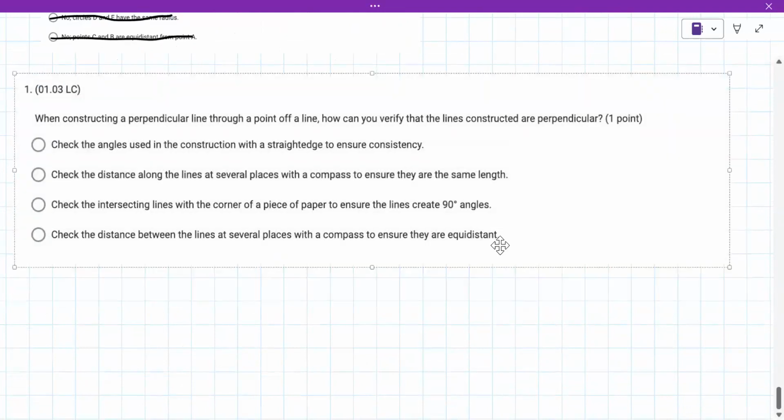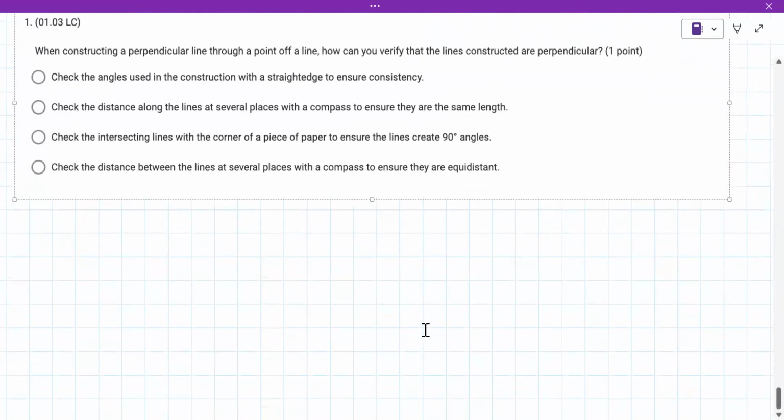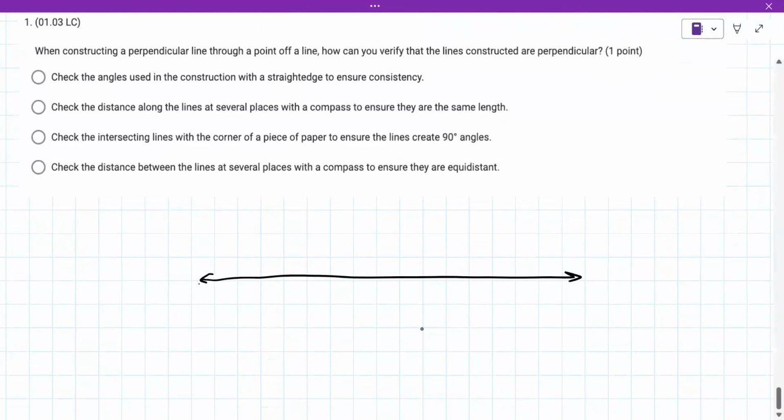Okay, all right. When constructing a perpendicular line through a point off a line, how can you verify that the lines constructed are perpendicular? Okay. Normally, again, this is where I feel like there's got to be some things in your class where you just got to go find the right words. Normally, when you construct a perpendicular, you actually do measure it.